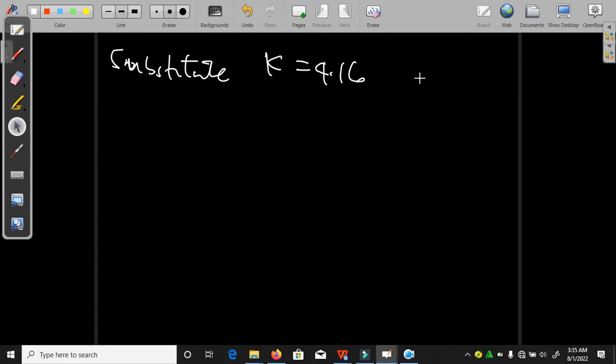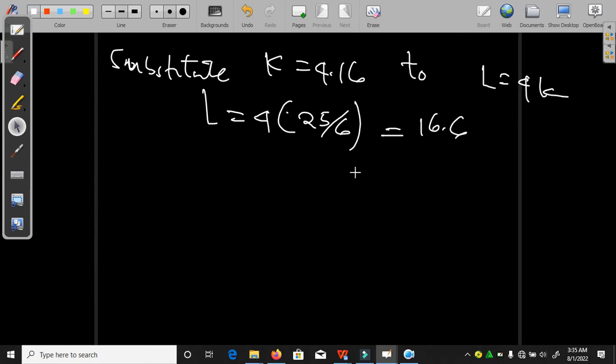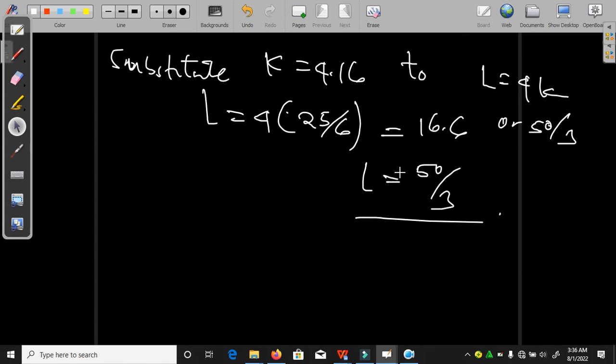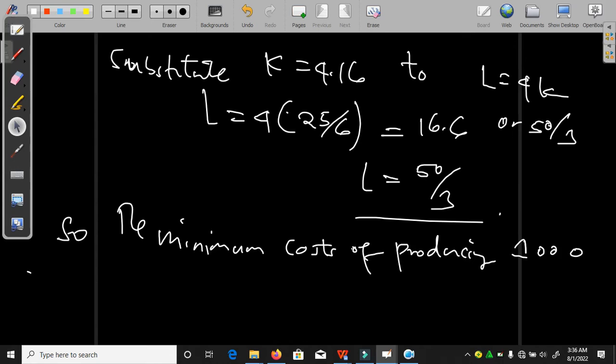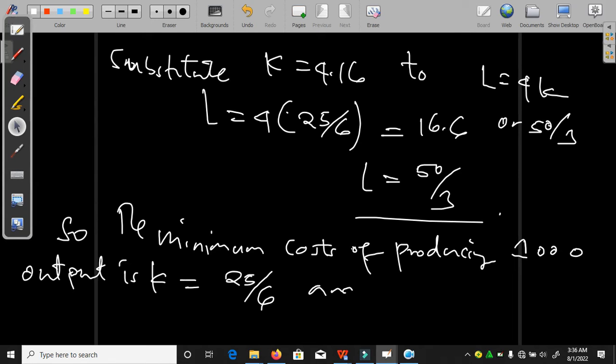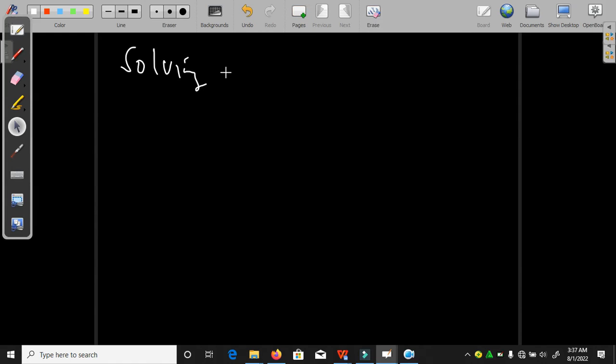Now for that case, we substitute our k, which is equal to 4.16, into L, which is equal to 4k. When we plug in exactly, we'll obtain the value of L, which is equal to 50/3. So this will be our L. So these are the bundles that we obtain to minimize the cost of production of 1000 output, that is k is equal to 25/6 and L is equal to 50/3. So these are the two equations that give us the result of k and L.